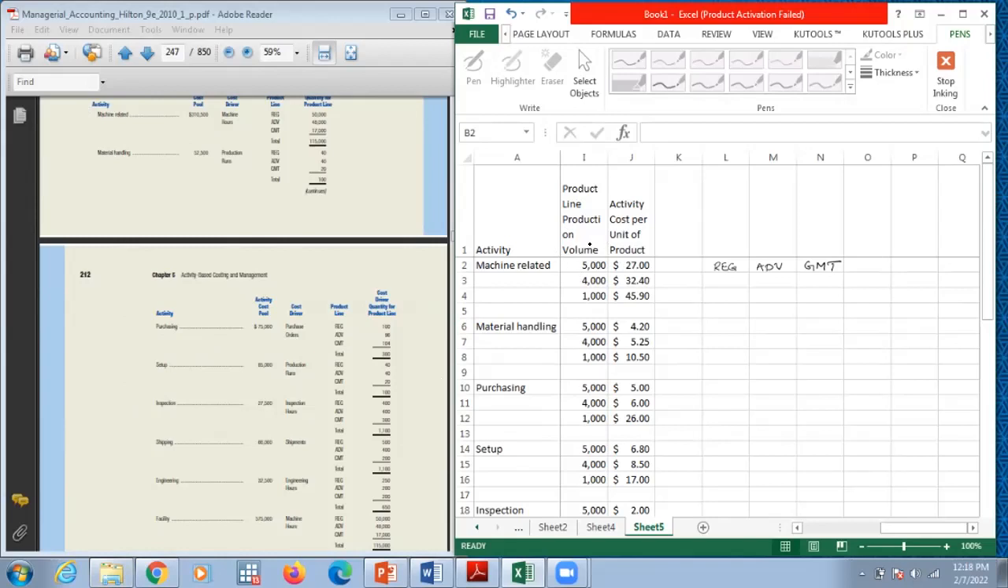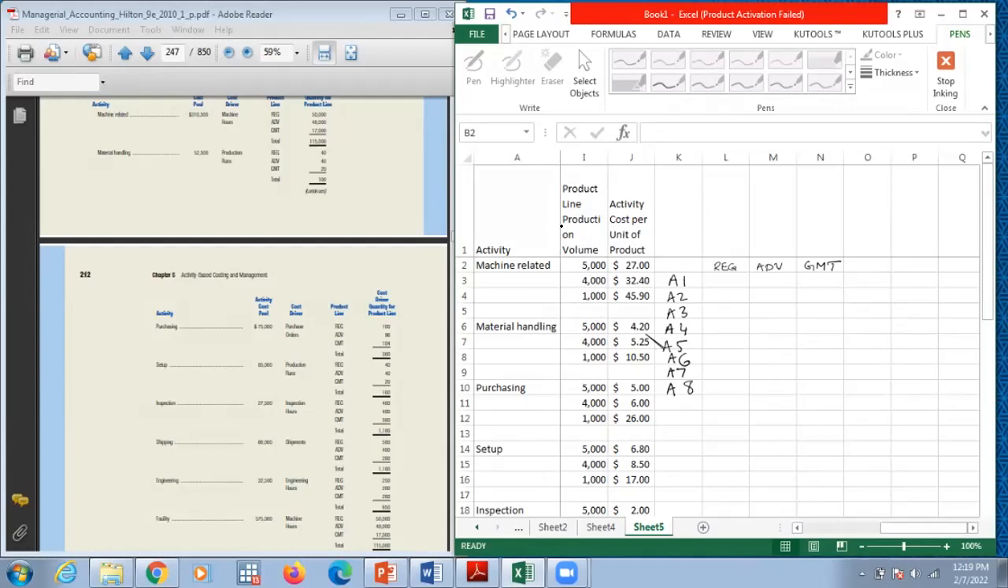Rather than writing out the full name and making it very long, I'm going to go ahead and just title it Activity 1, Activity 2, Activity 3. So Activity 1 is machine related. Activity 2 is material handling. Activity 3 is purchasing. Activity 4 is setup. Activity 5 is inspection. Activity 6 is shipping. Activity 7 is engineering, and activity 8 is facility.